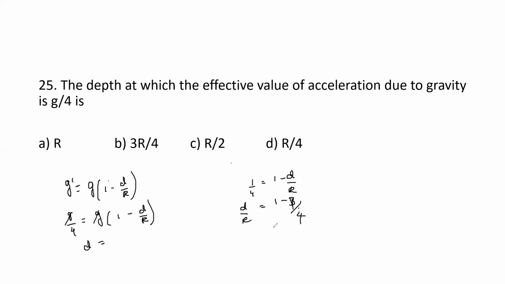1 minus 1 by 4 is nothing but 3 by 4. That is what d is equal to we require. Therefore, d is equal to 3r divided by 4. That is option B, the correct option here.